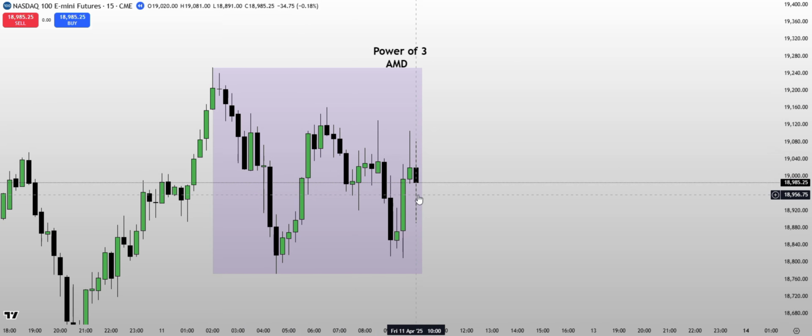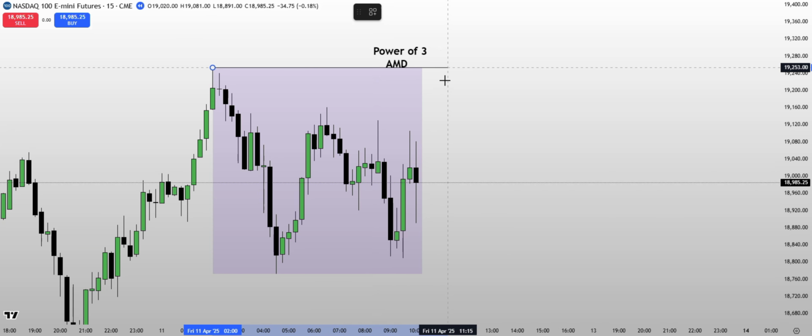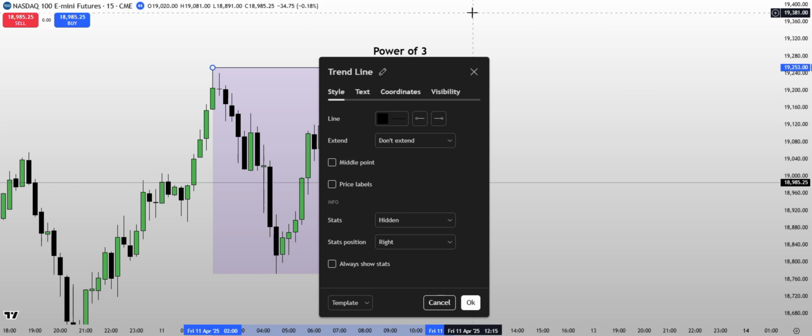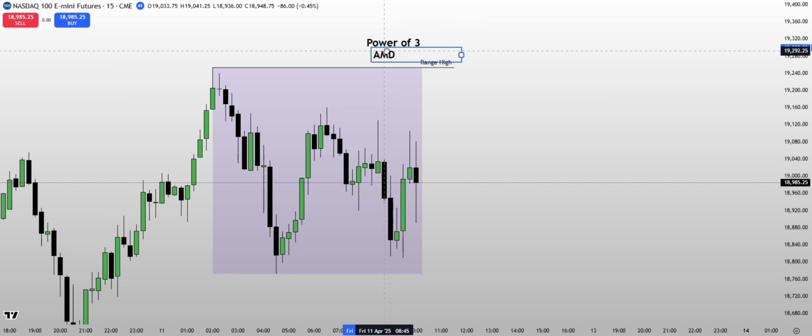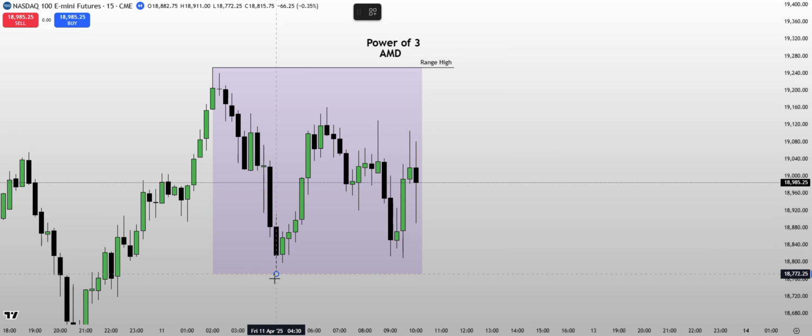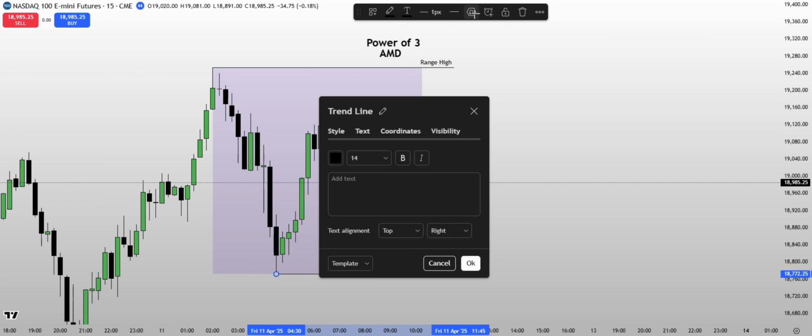Price consolidates, heading into a session where we are likely going to run to a certain area in price. So what do we do in this scenario? You want to mark out both ends of that range that has formed. We have number one, the range high, followed by the range low.